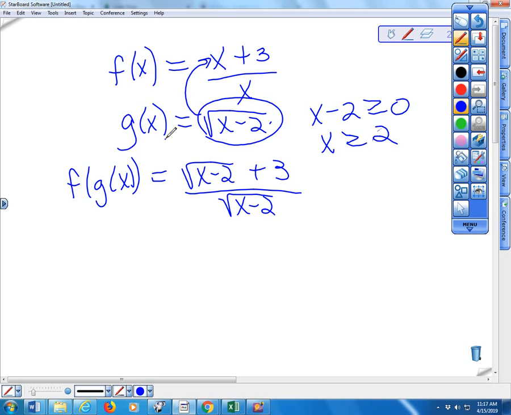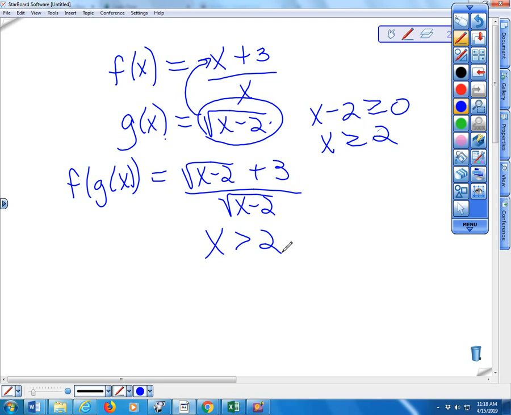So we've analyzed the domain of g of x. Now we're going to analyze the domain of the composite. The only difference really is that it still can't be less than negative 2 in the numerator, but the denominator can't be 0. So if it's equal to 2, 2 minus 2 is 0, the square root of 0 is 0 in my denominator, undefined. So this can't be equal to 2, it has to be greater than 2.